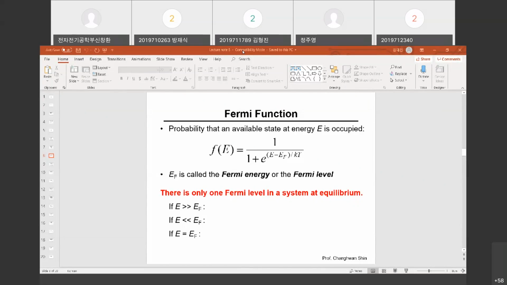Let's begin the second part of today's lecture. I'm going to start with a Fermi function.